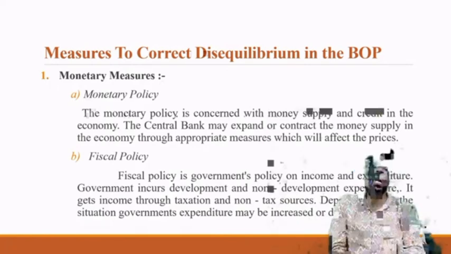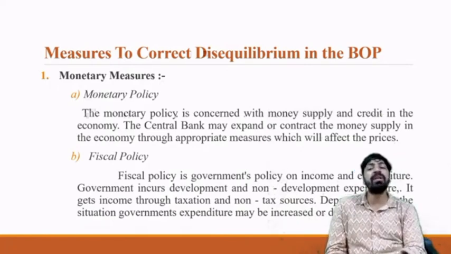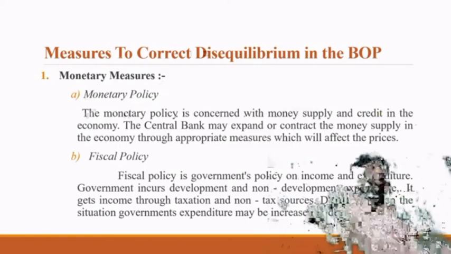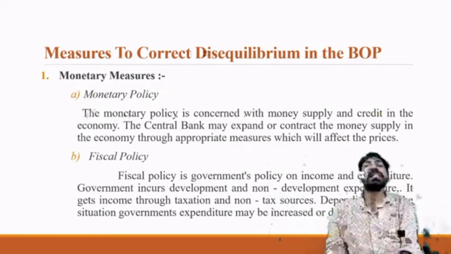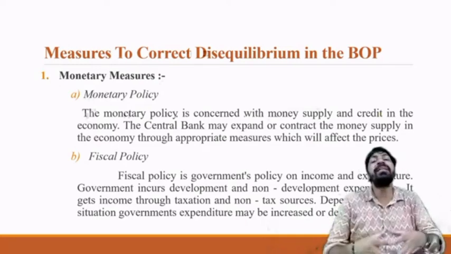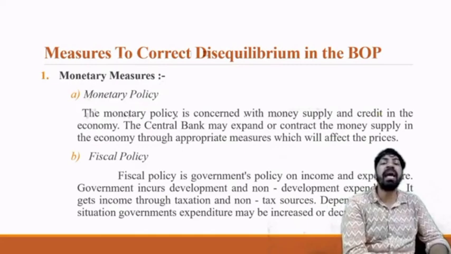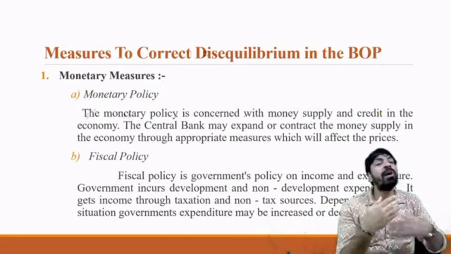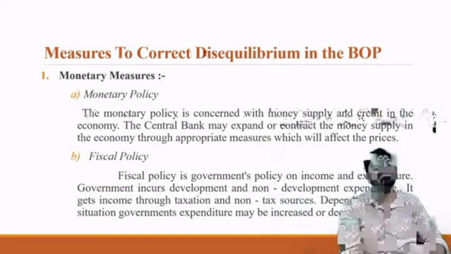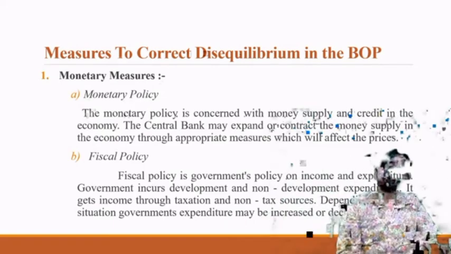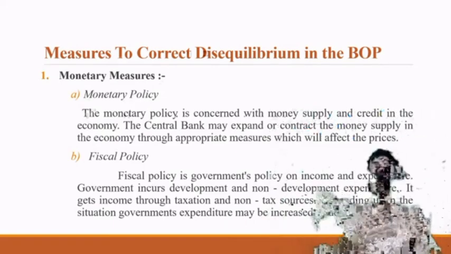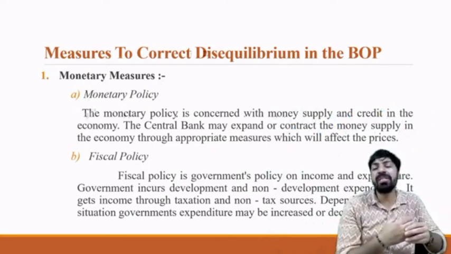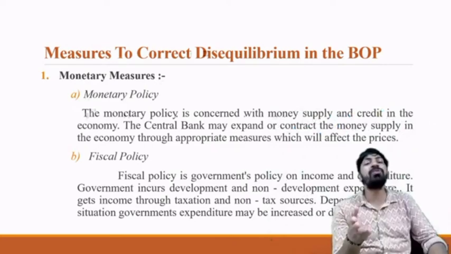Of course, monetary policy is always related to the money supply and the credit in the economy. Ultimately, the central bank will always help expand and contract the money supply in the economy by considering various measures, which will automatically affect the prices. So that is also one of the measures by which a situation of disequilibrium comes into equilibrium.